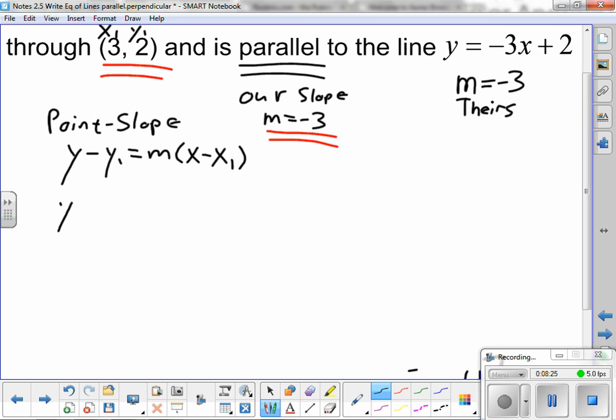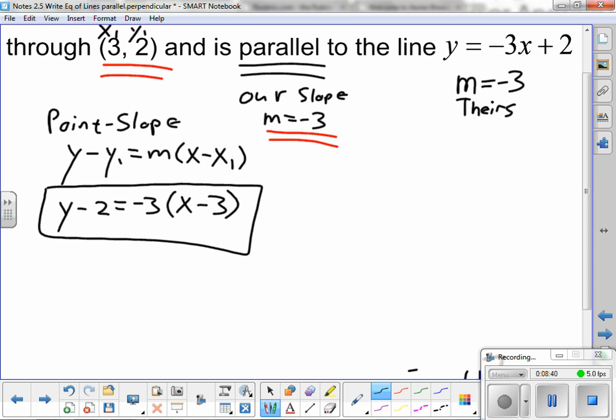So y minus y1, which is 2, equals m, which is negative 3, times x minus your x1, which is 3. And that's actually an equation in point-slope form. Since the directions didn't tell us what form it has to be in, that's it.